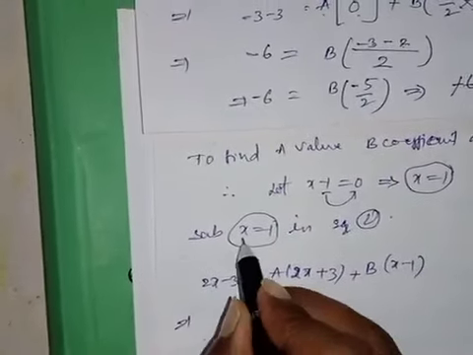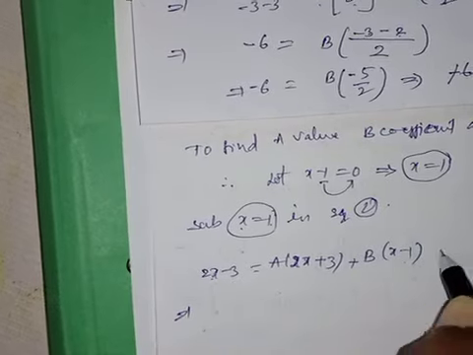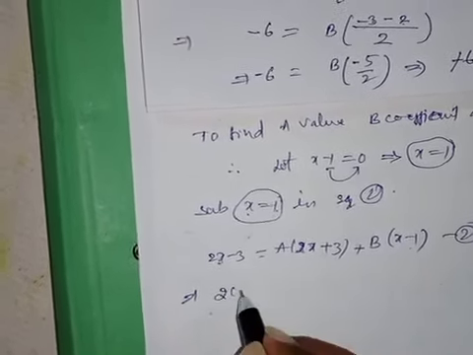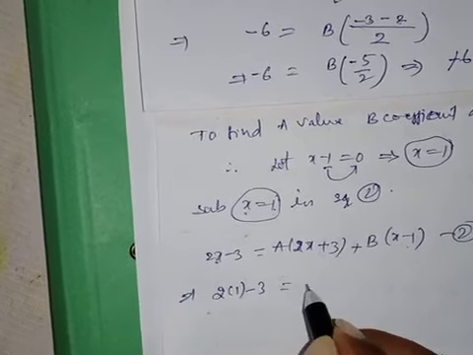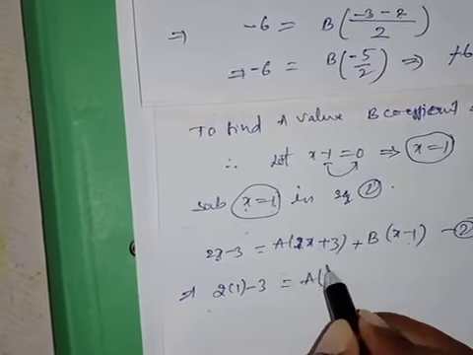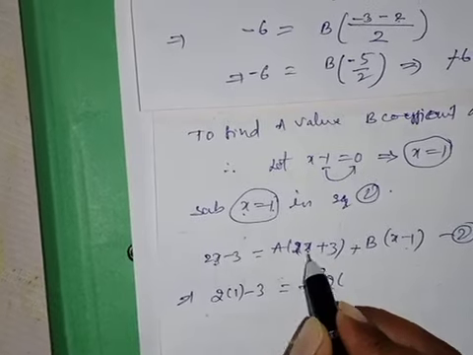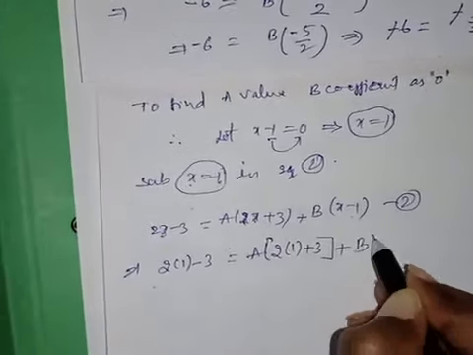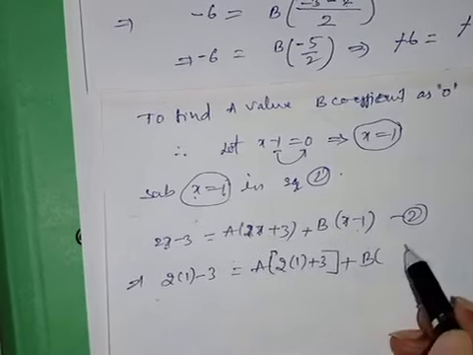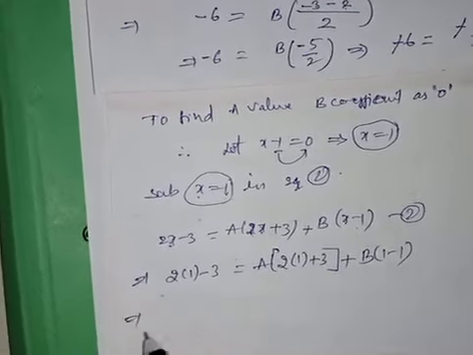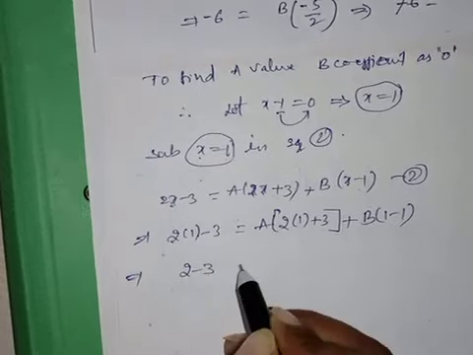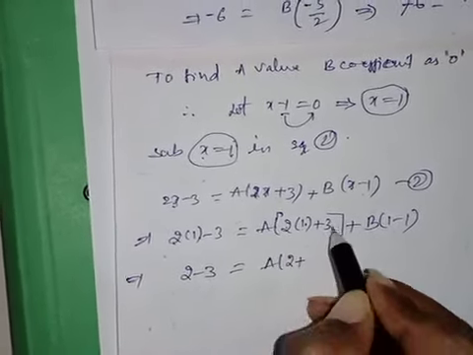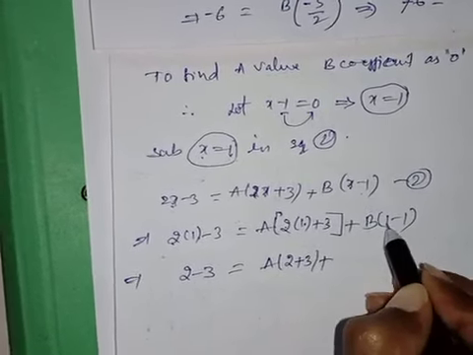So we are substituting x is equal to 1 in equation number 2. Here is 2 into x, but x is equal to 1, so 2 into 1 minus 3, which is equal to a into 2 into x again, x is equal to 1, so 2 into 1 plus 3, plus b into x minus 1. We know that x is equal to 1, so 1 minus 1, that is equal to 2 into 1, 2 minus 3, which is equal to a into 2 into 1, 2 plus 3, plus b into 1 minus 1.